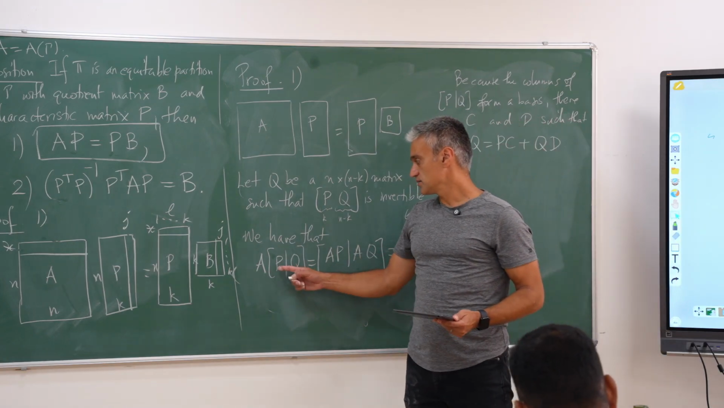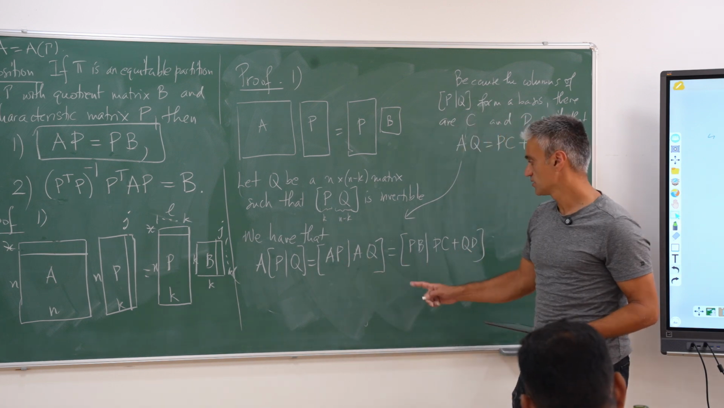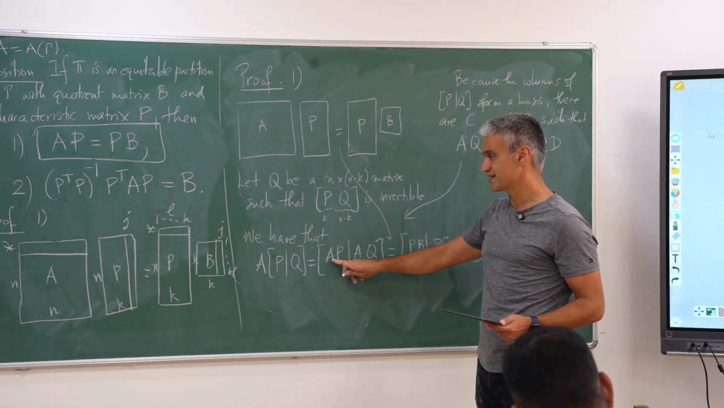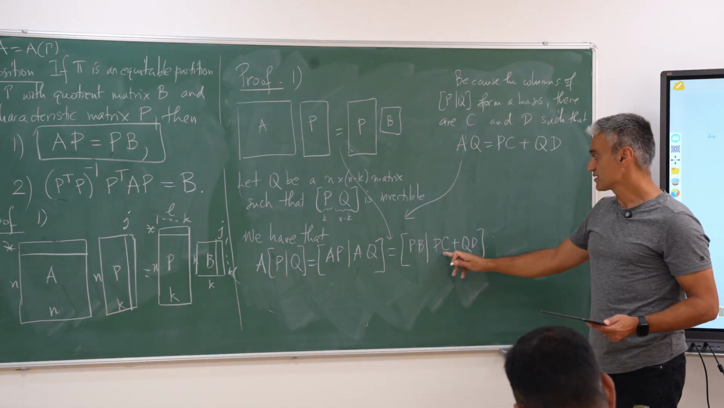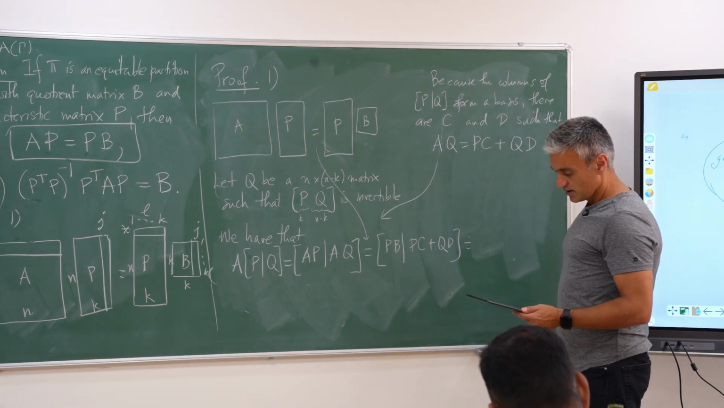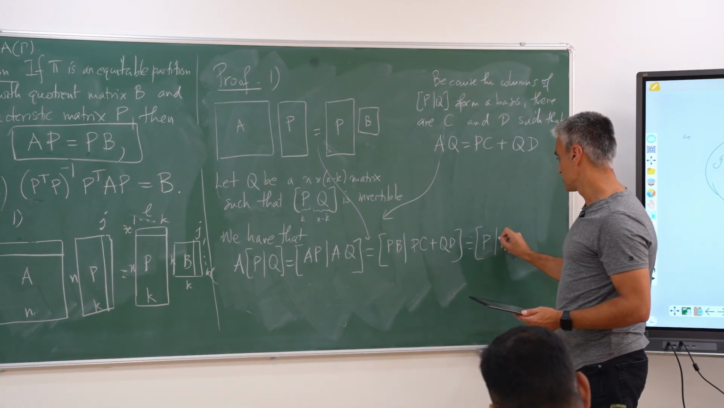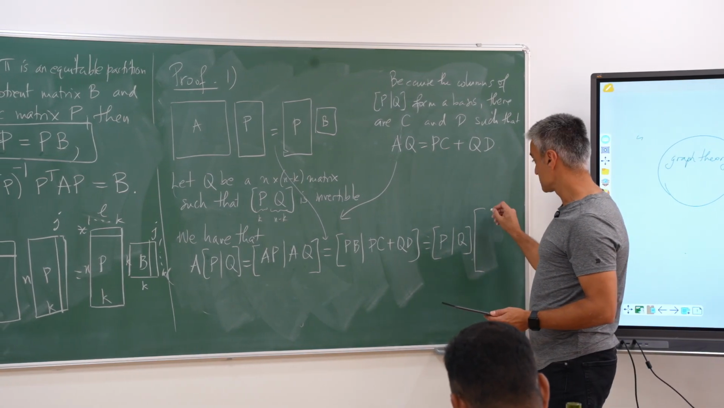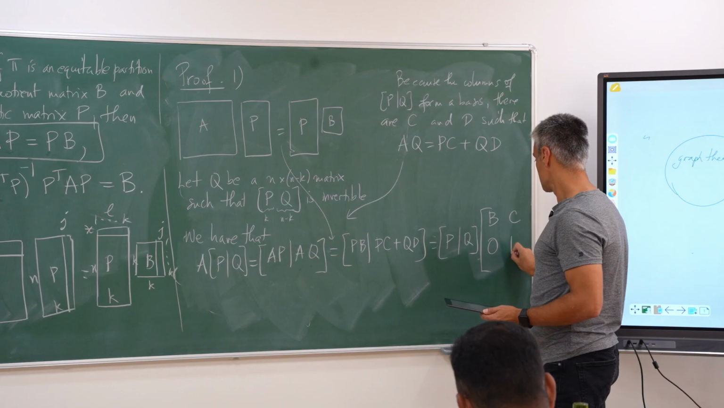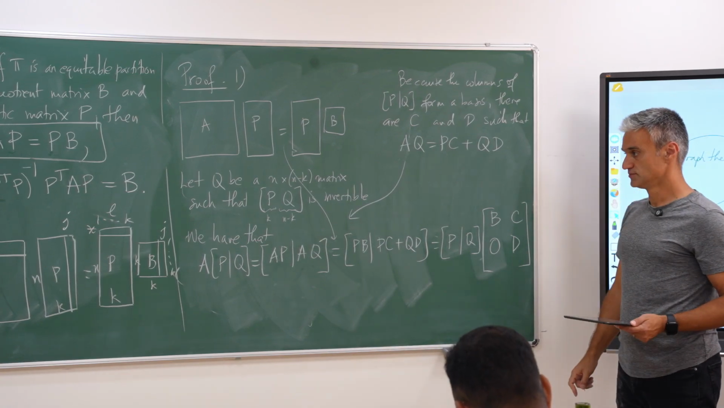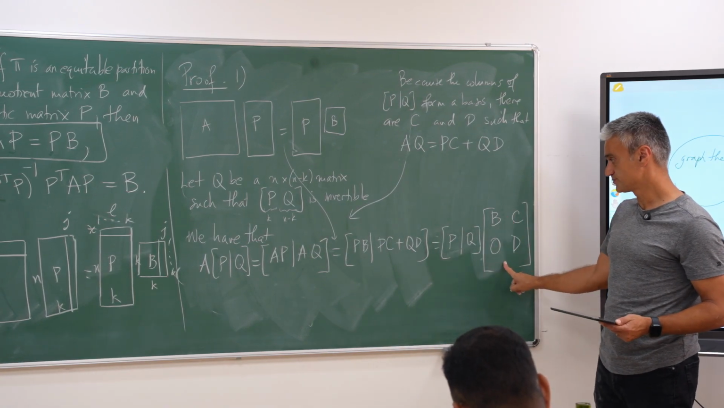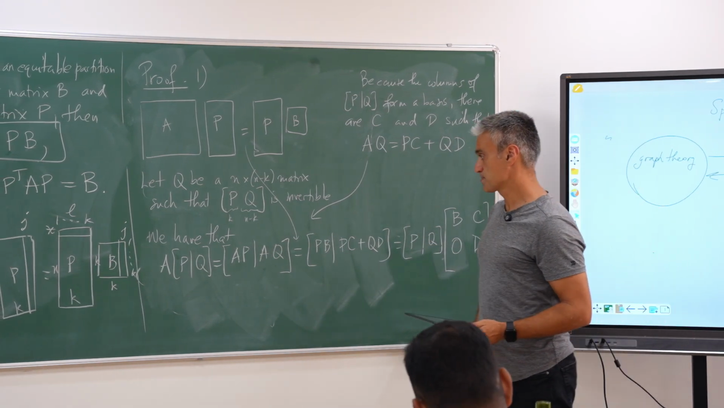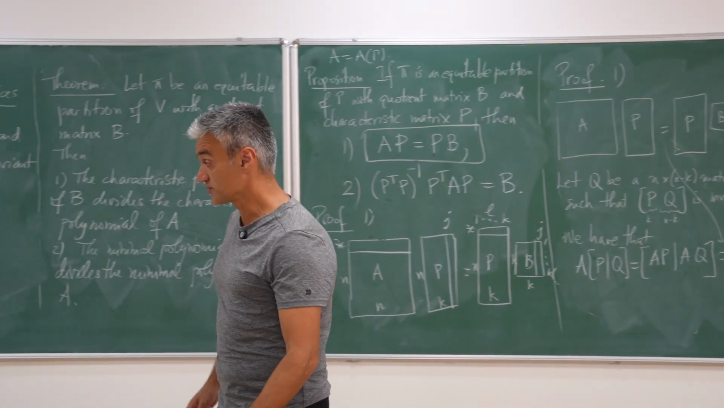So AP, AQ, okay? Now here is the part where we have the equitable partition. You can replace AP by PB. And then this is PB, PC plus QD, and you can rewrite this as PQ from the left times the matrix with rows B, C and 0, D. So PQ times the matrix B, C, 0, D. Okay, so let me rewrite it on the right.